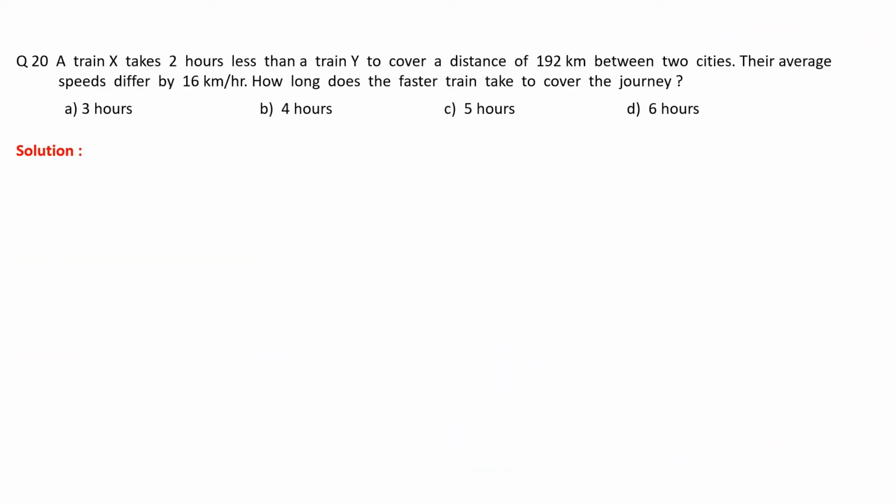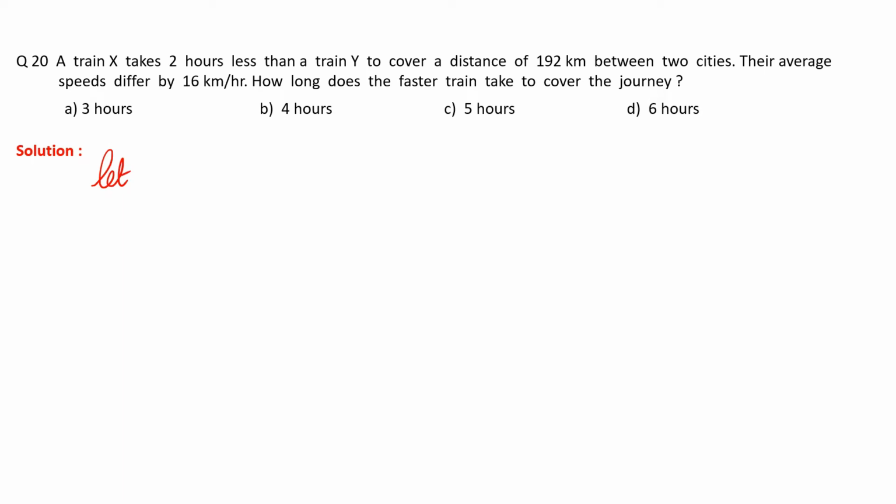Now the question says a train X takes 2 hours less than a train Y to cover a distance of 192 km between two cities. Their average speeds differ by 16 km per hour. How long does the faster train take to cover the journey?